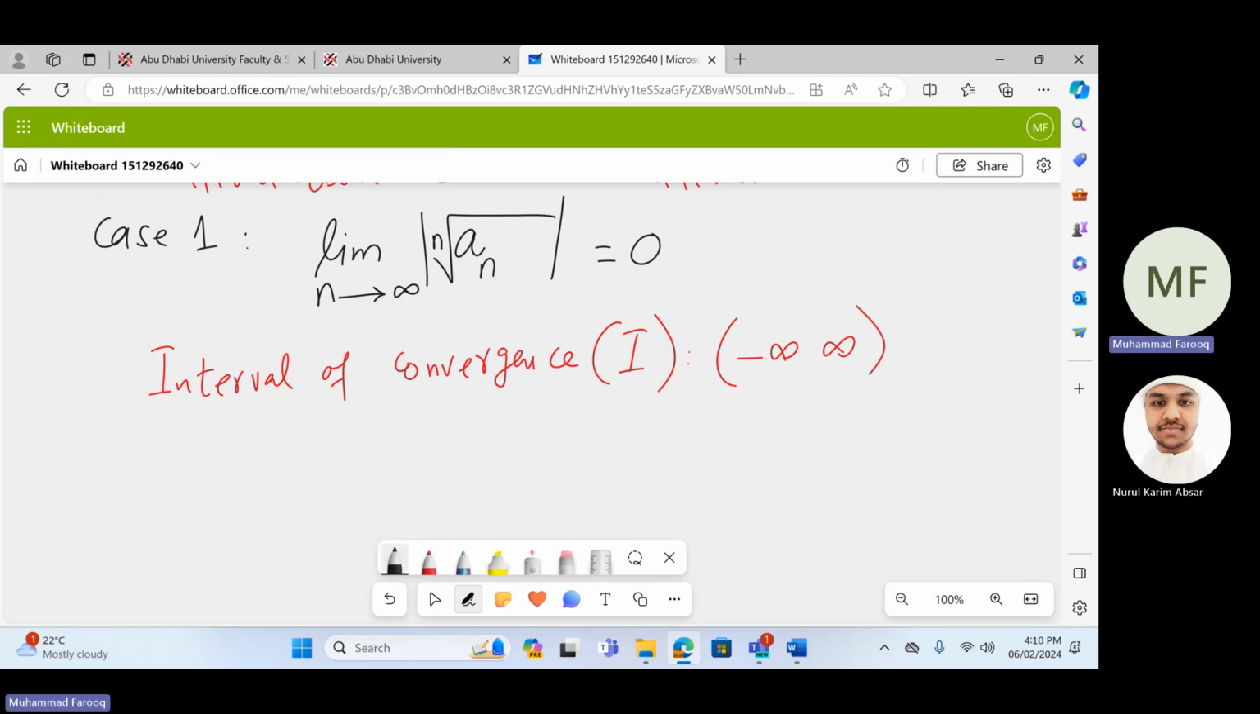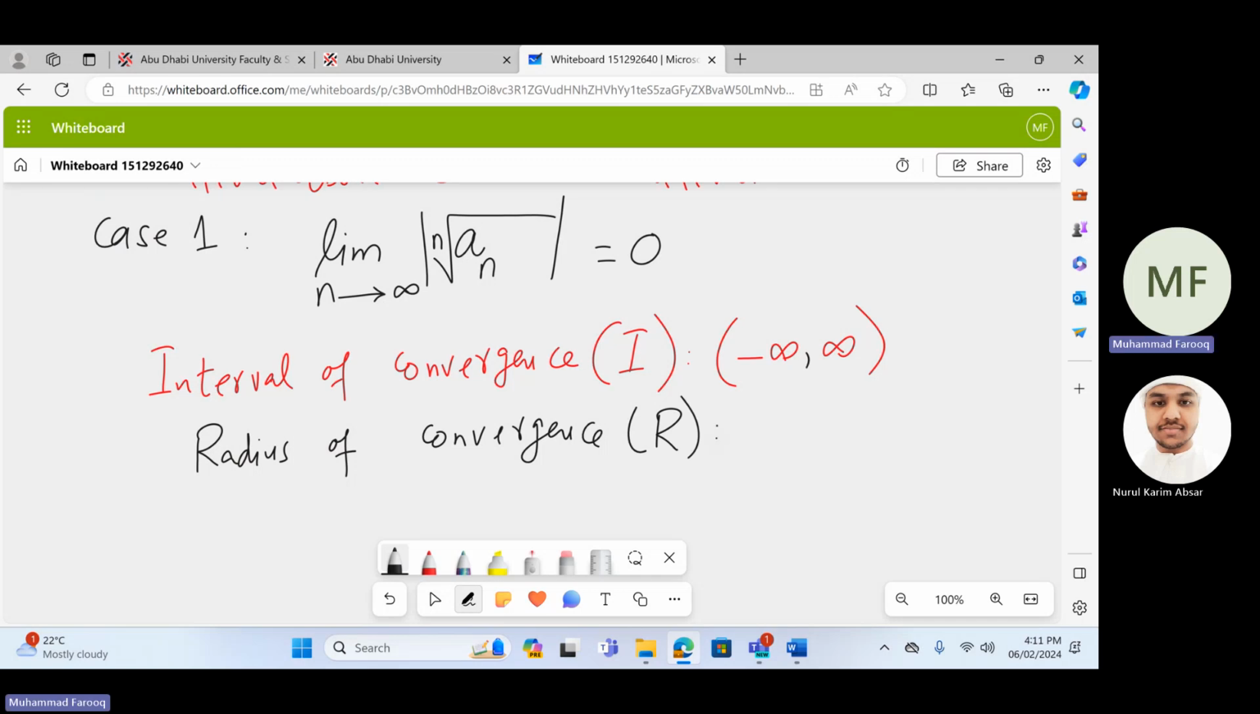What does the interval of convergence mean here? It means the series converges on all the x values. Now we need the second thing, which is called the radius of convergence, for which we use capital R.